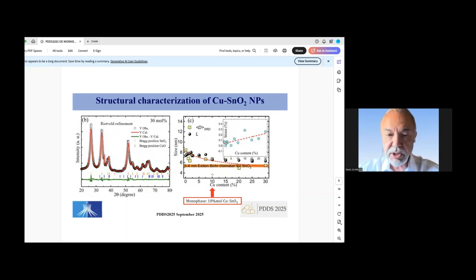A very important point here is that over about 10% copper doping, actually a second phase emerges, and then you can see on the left-hand side. So the second phase that emerges is the copper oxide. So above 10% doping, besides the tin oxide nanoparticles, we have also copper oxide. But that is a minority phase, actually. So sample characterization was performed using different techniques.